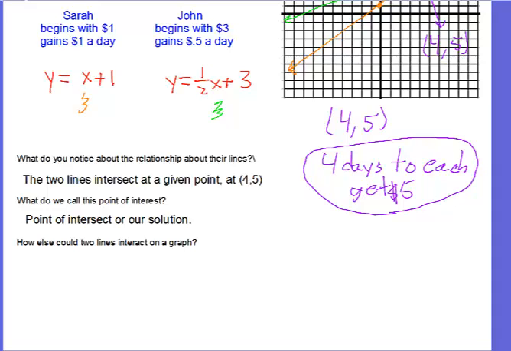The one way is called elimination. The other way is called substitution. Again, neither way is crazy hard. They're just a little different. And we have one last question here.